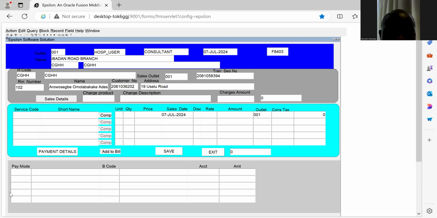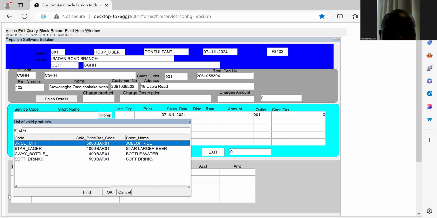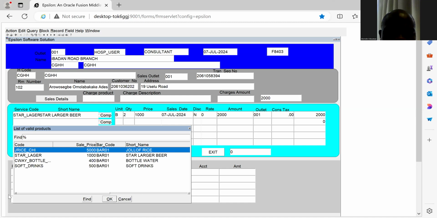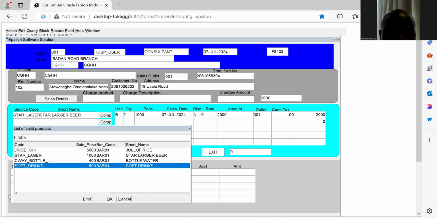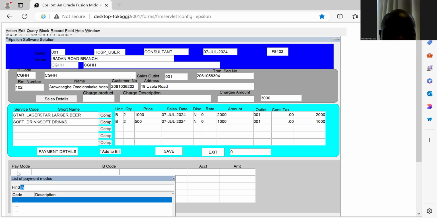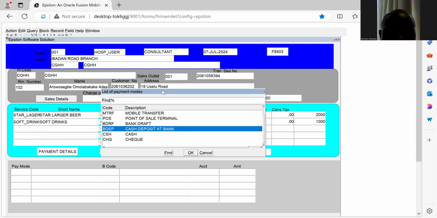and this says detail. This one is buying star lager here, 2 bottles, no discount. I'm also buying soft drinks, 2 bottles, no discount. Instead of asking us to have to pay, let's say it's paid. So I say paying us, wants to pay by cash. So choose cash. This is cash.